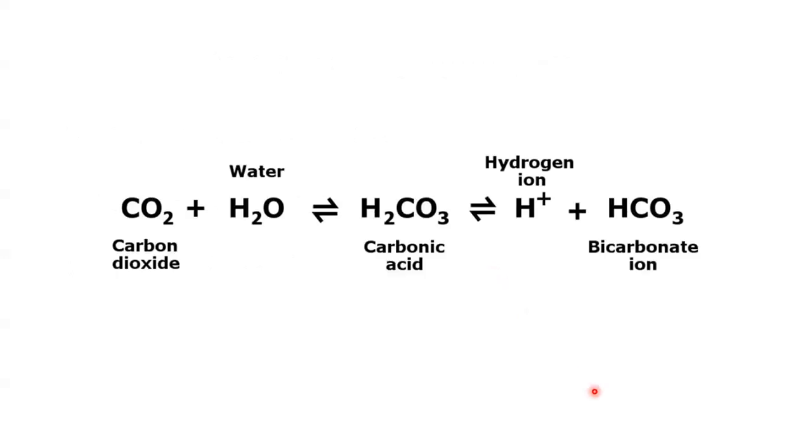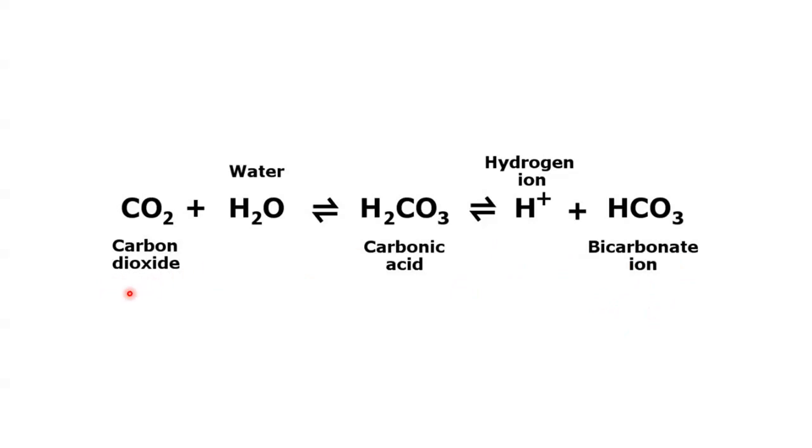So as carbon dioxide diffuses into our systemic capillaries from the tissue cells, it reacts with water in the presence of a particular enzyme. This enzyme is called carbonic anhydrase, and it forms carbonic acid. The carbonic acid then dissociates or splits up into hydrogen ions and bicarbonate ions. Therefore, as more carbon dioxide enters the blood, more hydrogen ions and more bicarbonate will accumulate.